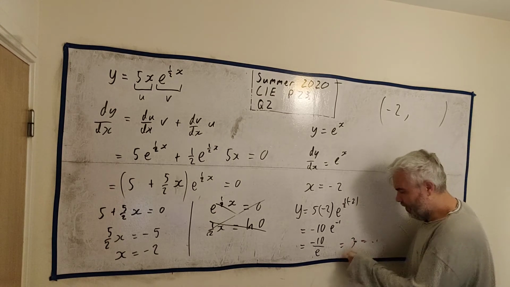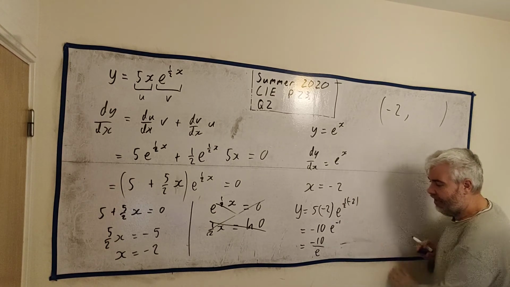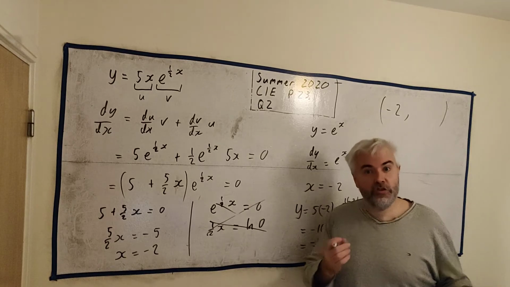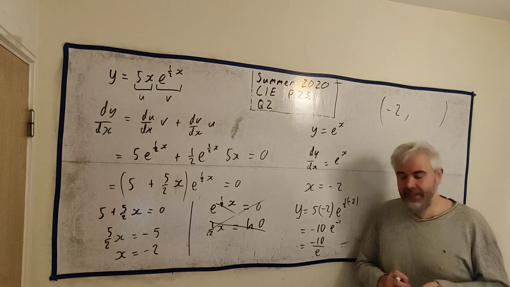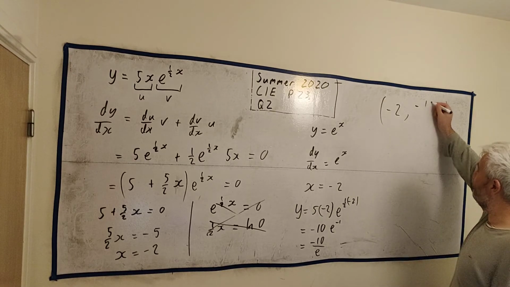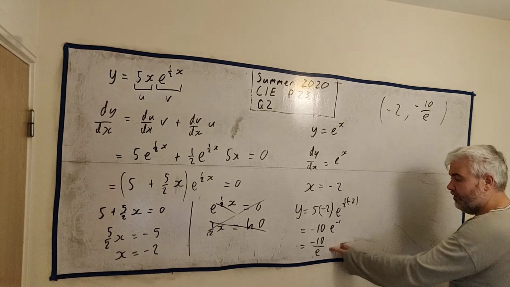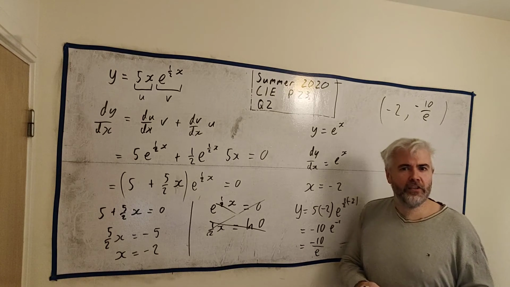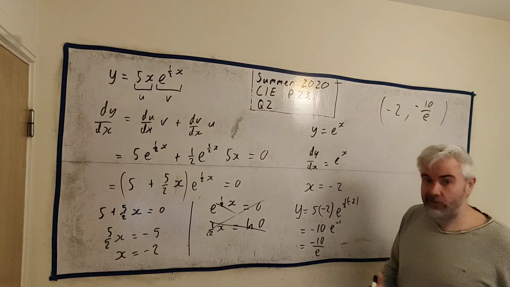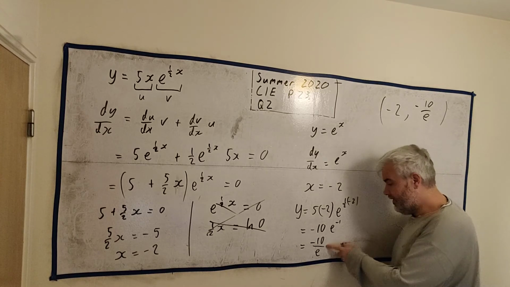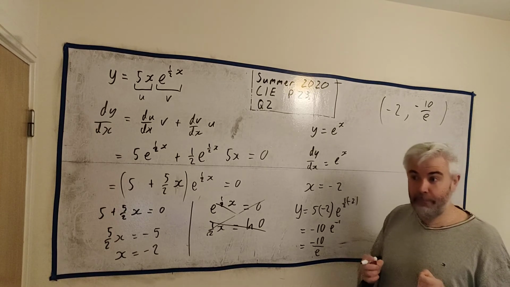But no, they didn't ask us for a calculator's answer. They didn't ask us for 3 significant figures. They asked us for the exact answer. Find the exact coordinates. The exact coordinates are this. In maths, and this is one thing lots of students have trouble with, you need to get used to using letters as an answer. And minus 10 divided by e is a perfect answer.